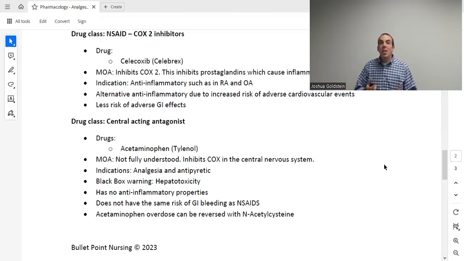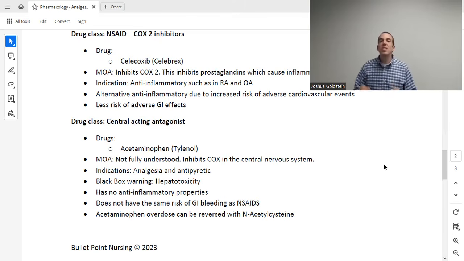The last drug that we're going to talk about here is the central acting antagonist, and that is acetaminophen or Tylenol. You may also see APAP as another abbreviation for this. That's an older term that we used to use. The mechanism of action for this is not fully understood, not as well as NSAIDs. We do know that it inhibits COX at the central nervous system level, and for that reason, it does cause the same relief of pain and the same anti-fever effect that NSAIDs do.